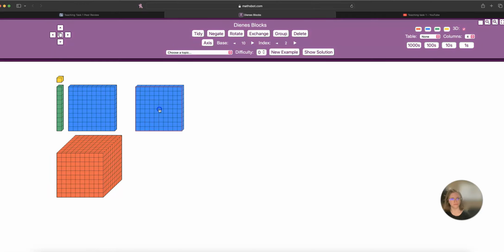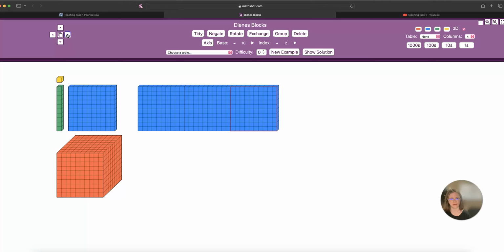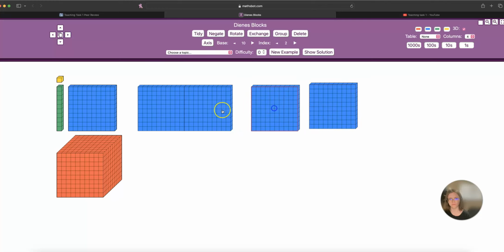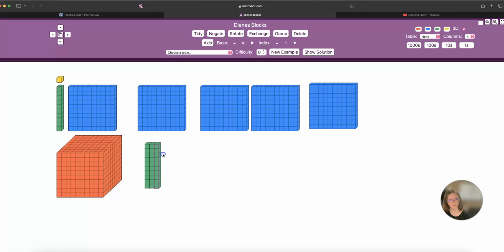So we need 4 of these. 1, 2, 3, 4. And then we need 3 longs. So 1, 2, 3. And then we need 6 small cubes. I'm going to give you a second to try to transform the standard number into a silly representation, and then we'll do it together.